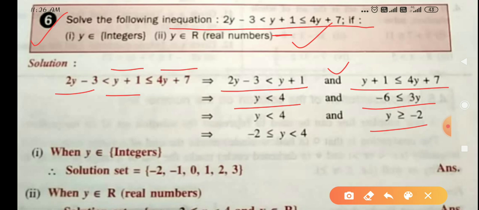How to combine these two inequations? One is y is less than 4, one is y is greater than or equal to minus 2. So it is a very easy method. Pay attention, students. If you listen carefully, then you will understand 100%. First of all you write the variable y. Now on both sides you put the sign, here and here also.